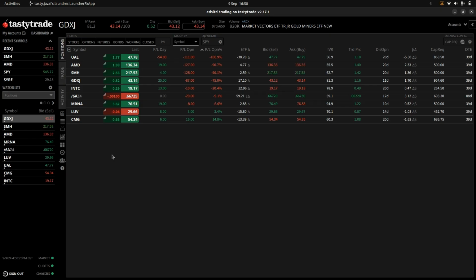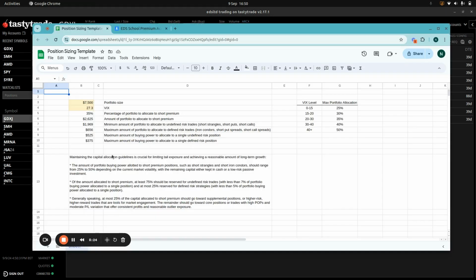So the only other thing you want to make sure is your positions are the correct size, right? Poor position sizing will kill your account. So we have this position sizing template. The way it works is you enter in your portfolio size. Let's just say you have a $15,000 portfolio, and then you enter in the current VIX level. Let's just say it's at 61.2, right? Super high VIX level.